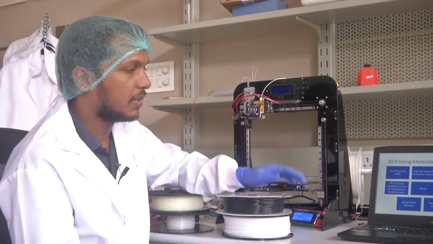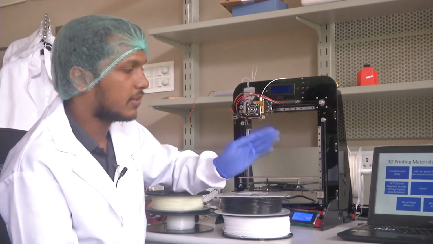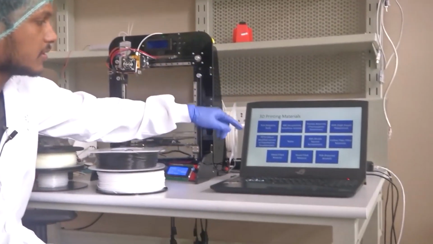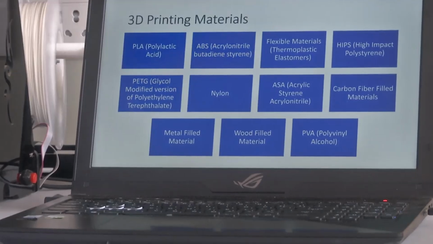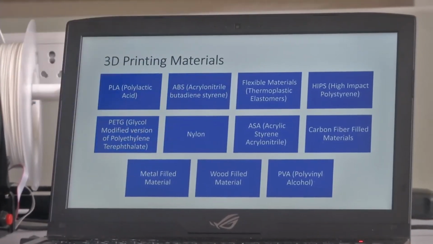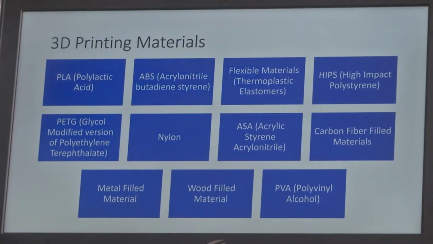And the final one is PVA, polyvinyl alcohol. This is also not widely used. The most widely used are PLA and ABS. Then flexible materials, nylon and HIPS material or wood filled material.